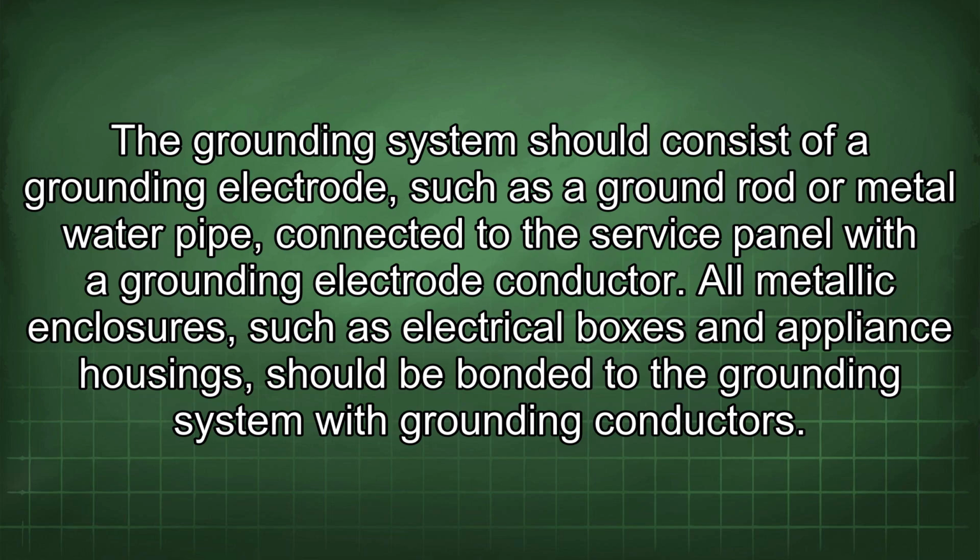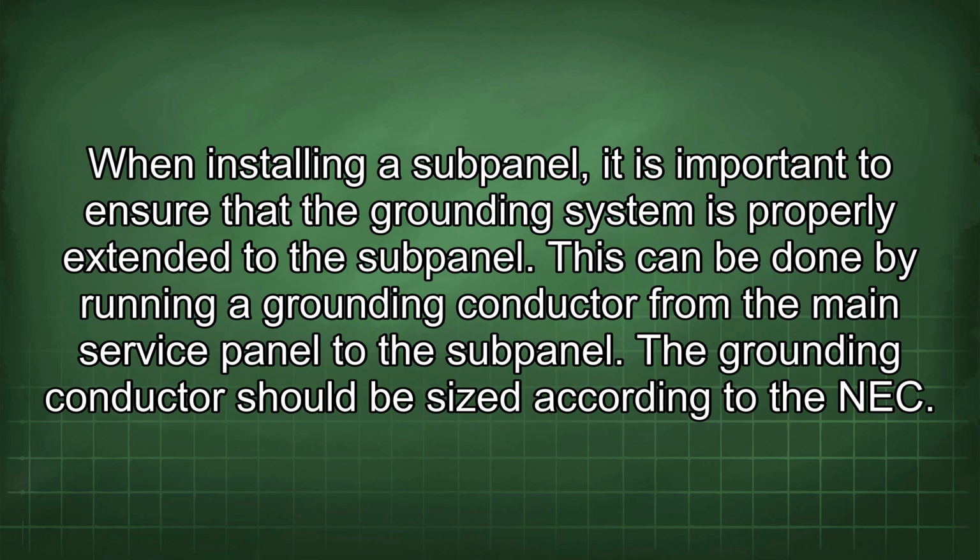All metallic enclosures, such as electrical boxes and appliance housings, should be bonded to the grounding system with grounding conductors. When installing a subpanel, it is important to ensure that the grounding system is properly extended to the subpanel. This can be done by running a grounding conductor from the main service panel to the subpanel. The grounding conductor should be sized according to the NEC.